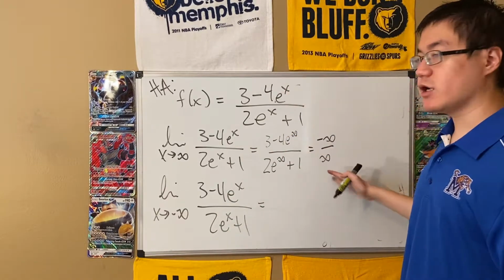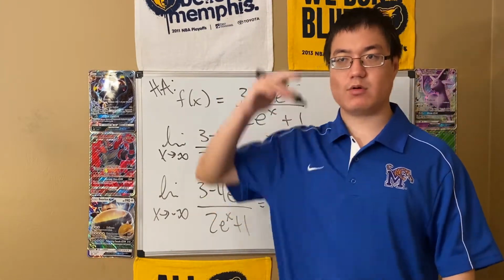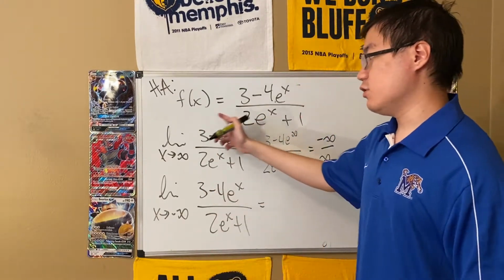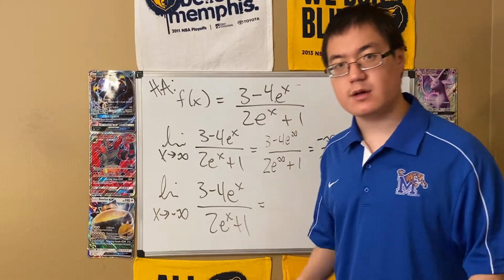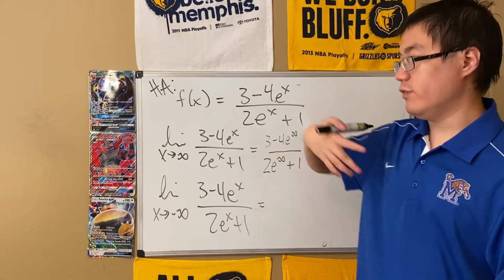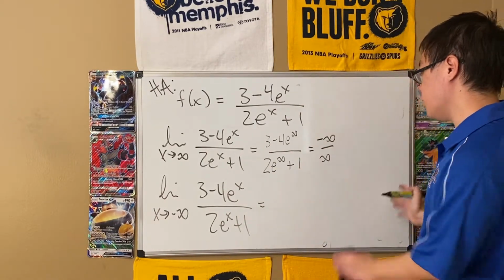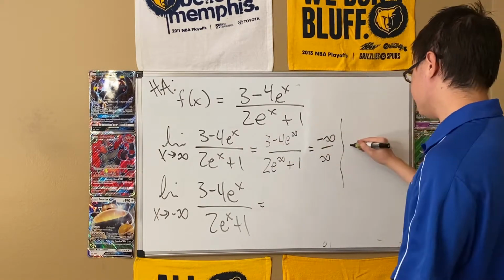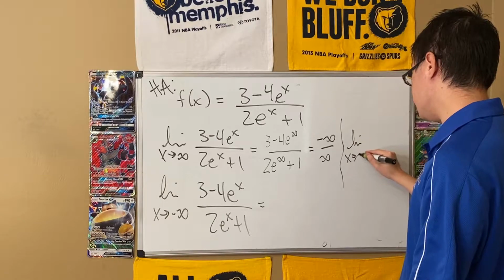If ever you get an indeterminate form, 0 over 0, or infinity over infinity, you're allowed to use L'Hopital's rule. So you take the derivative of the top, derivative of the bottom, and you see what you get. Then let's see what happens. So let's apply L'Hopital's rule. In this case, we're going to do this limit as x goes to infinity.